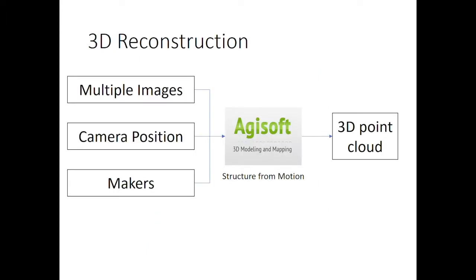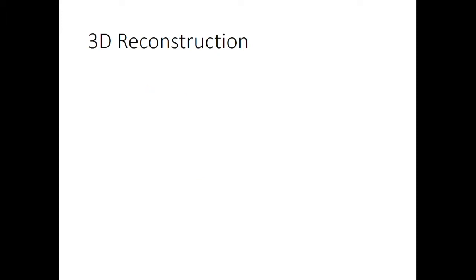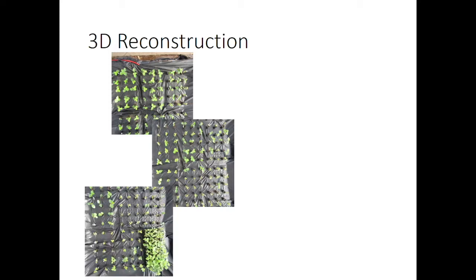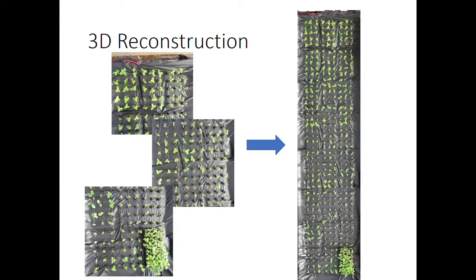After collecting all the images, we put all the images, camera positions, and markers into software called Metashape. It's based on structure from motion, and after that we can get the 3D point cloud. And this is how we get the 3D reconstruction result.